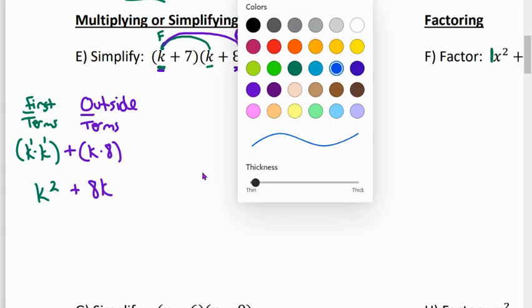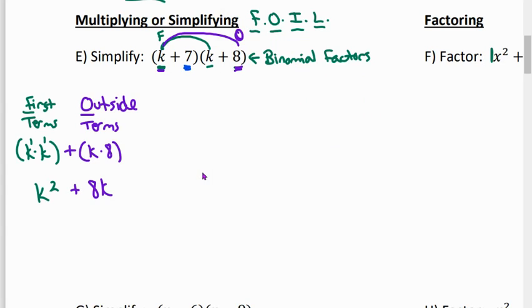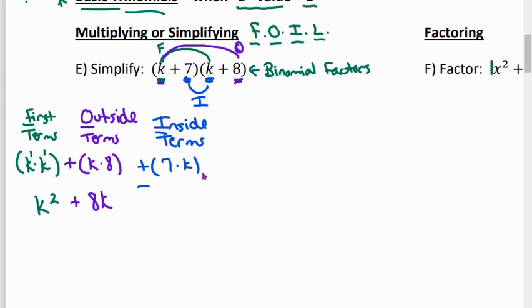All right, moving on to the inside terms. So the 7 and the k are the inside terms. So the 7 from the first binomial and the k from the second binomial are your inside terms. So if we multiply the 7 times the k, we get 7k.